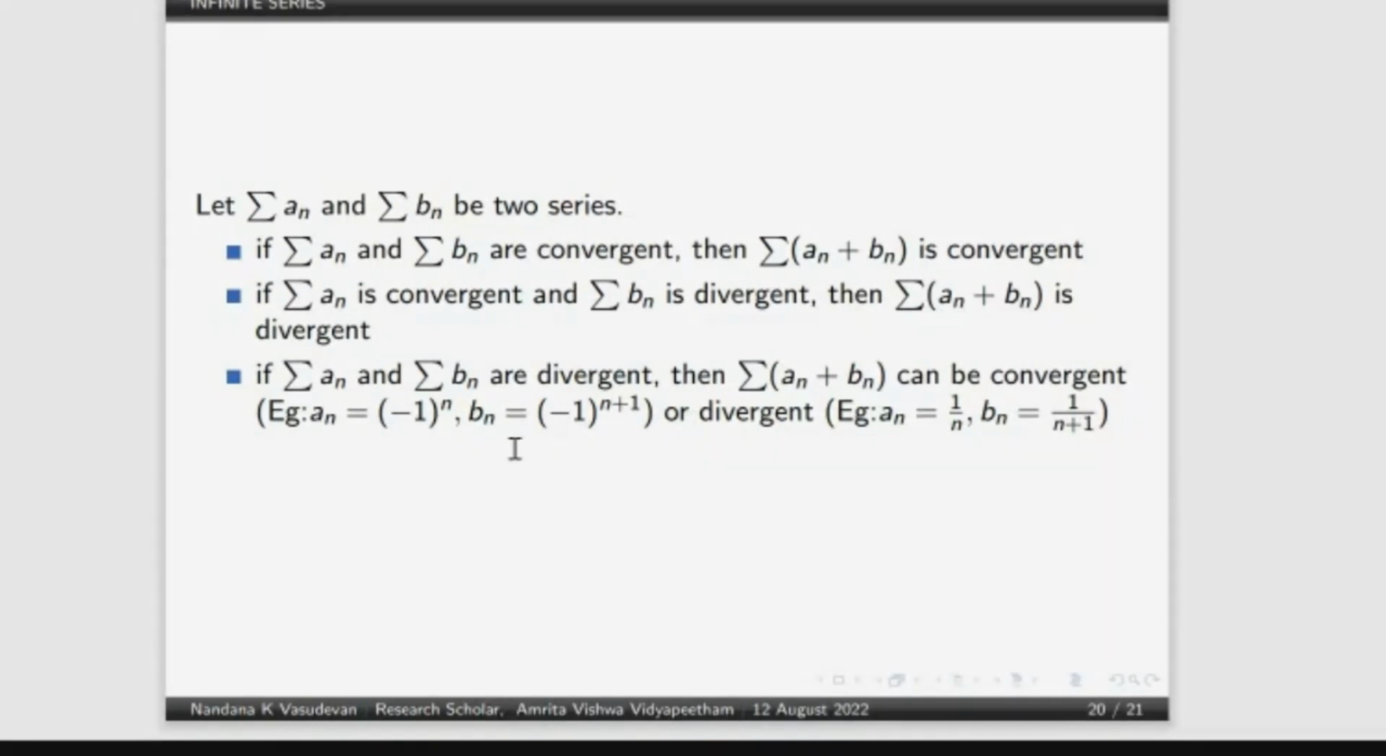So we have the counterexamples here. If I'm taking an to be minus 1 power n and bn to be minus 1 power n plus 1, the sum is 0. So it becomes sum of 0, which is 0 itself, a convergent series. And if I'm taking an to be 1 by n and bn to be 1 by n plus 1, both are independently divergent. At the same time, when we take the sum, it will be almost like twice the sum of 1 by n, which is again divergent.